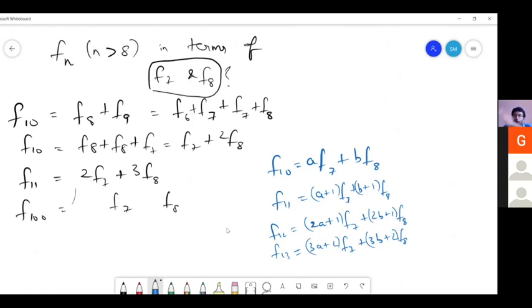So instead of directly going for F100, you could start with F12. Now we have got F10 and F11. You could go for F12, F13, and then slowly build up the pattern. You'll see the pattern emerging. Fine. So I think this is the right place to stop this session. So we'll just leave it here.